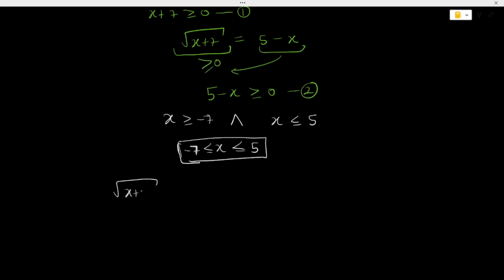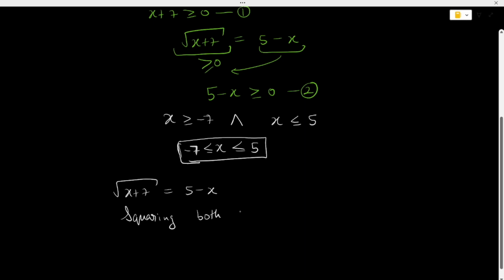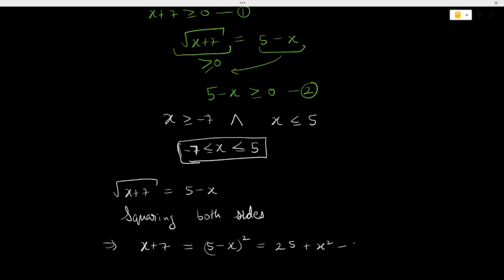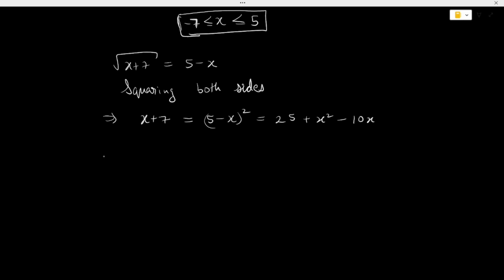So we had square root of x plus 7 is equal to 5 minus x. We will use the squaring both sides technique, and then we will get x plus 7 is equal to 5 minus x whole square, which is equal to 25 plus x square minus 10x. Now if we simplify, we will get x square minus 11x plus 18 is equal to 0.